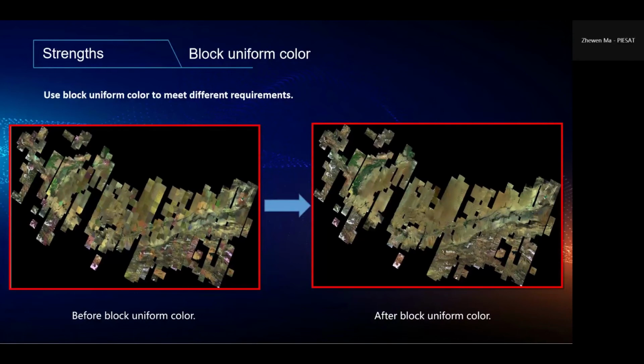You can observe that from the example given on the screen, before and after the block uniform color. You can see after these steps, the adjacent area, especially between blocks, is much more preferable and very close to what we can observe from above on the satellite with our naked eyes.